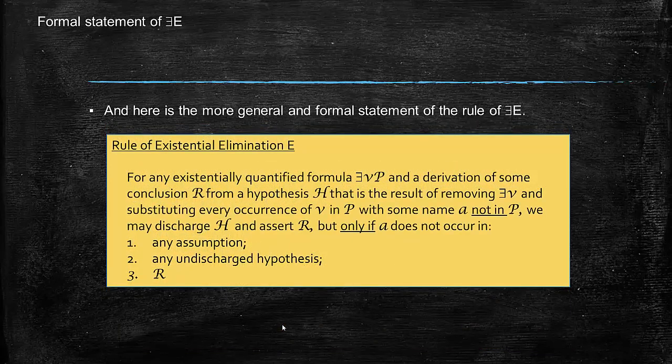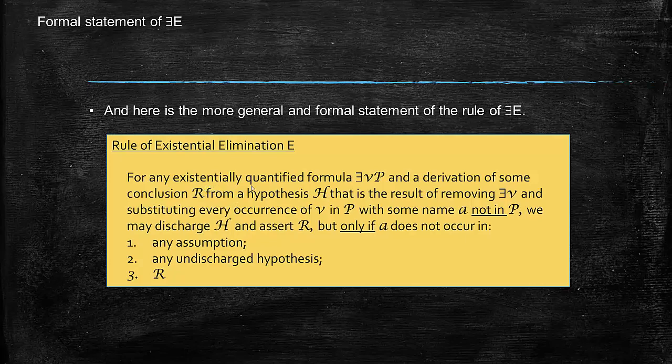Okay, now here's the more general and formal statement of the rule of existential elimination. And this is really just a very, very precise statement, but the more precise we get, that doesn't necessarily mean that the more understanding we get. Unless you really spend a lot of time studying this, this might not elevate your understanding, but it's still important for us to provide it. This, again, is a little bit different than the way the book says it. Let's see if you can hang with this and see that we're really just giving a formal characterization of what we just said earlier.